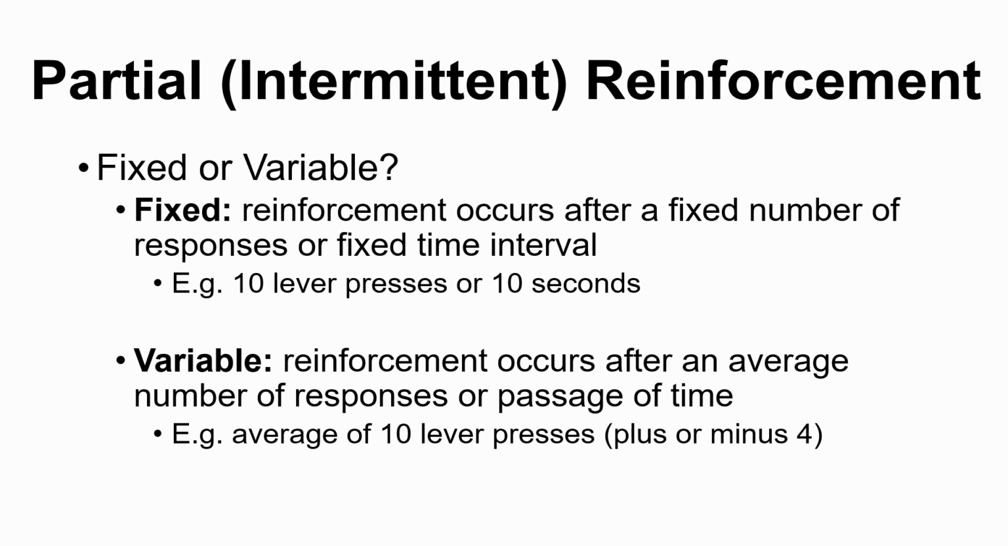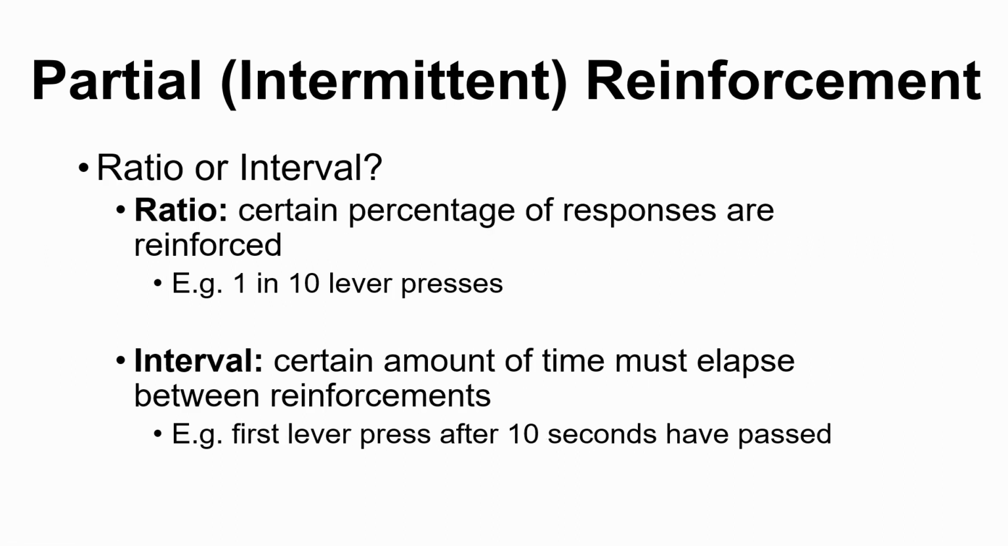So if we talk about every specific number or every specific amount of time that has passed, then it's fixed. And if we talk about some kind of variability, if we have introduced a plus or minus, then that's when it's variable. Okay, and we can also describe it in terms of it being ratio or interval. And I've already kind of snuck this concept in because we were talking about after a certain number of lever presses or after a certain amount of time. And that's what ratio and interval are referring to.